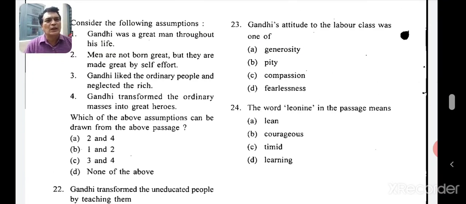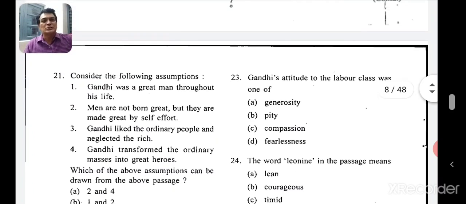Gandhi's attitude to the labor class was one of. Now this one you have to infer. You have to think again and again. And you have to eliminate some of them. And you will find what was Gandhi's attitude to the labor class, how he was looking towards the labor class. And for this, you have to read the passage again.